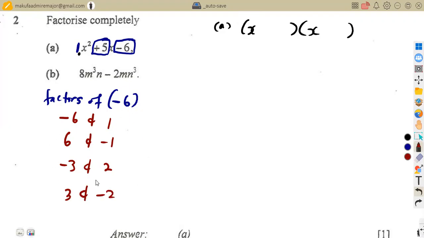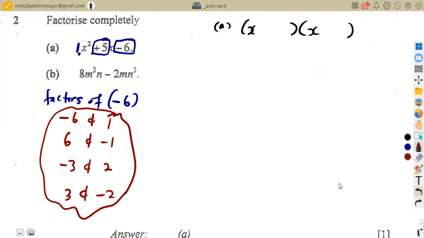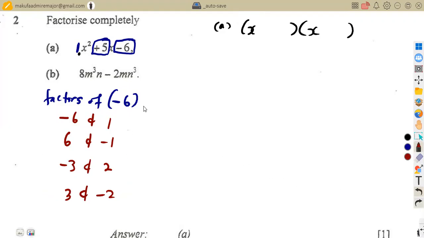These are all factors of negative 6, but we want a condition whereby if you add these, so you start first by the factors. This is the most important part. You start by the factors. Which condition, when you add, is going to give a 5? So this is the condition that we have here. If we add 6 plus minus 1, it is going to be 6 minus 1, which is a 5. So these are the numbers that we need, which is the 6 and the minus 1.